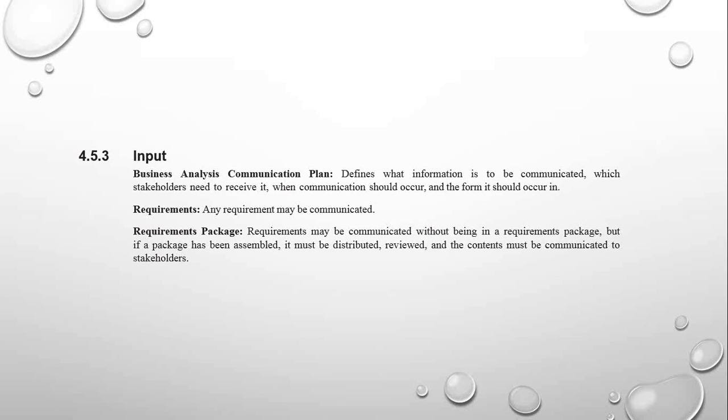What exactly is the input? From the input perspective, we have the BA communication plan, which defines what information is to be communicated, which stakeholder needs to receive it, when communication should occur, and in what form it should occur. As it says, it is a communication plan, which means everything is planned in advance before you start acting on it.